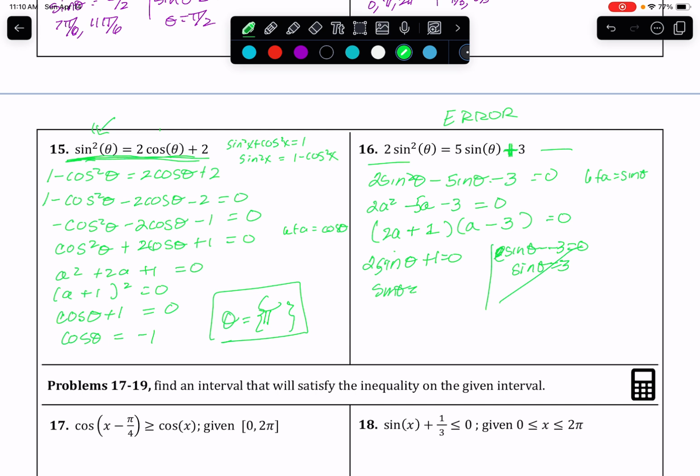Sine theta is negative 1/2 at theta in quadrants 3 and 4. So this would be 7 pi over 6 and 11 pi over 6. So theta is 7 pi over 6 and 11 pi over 6.